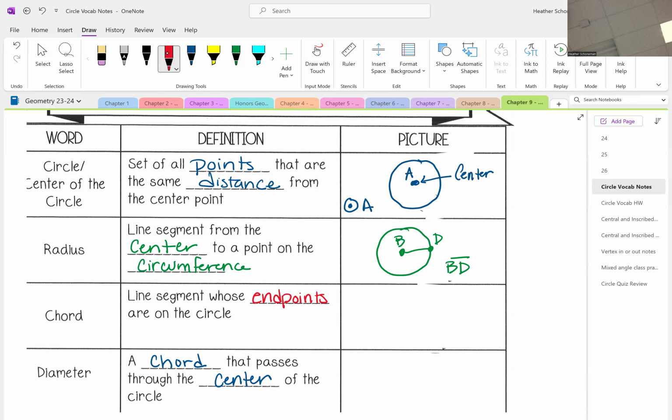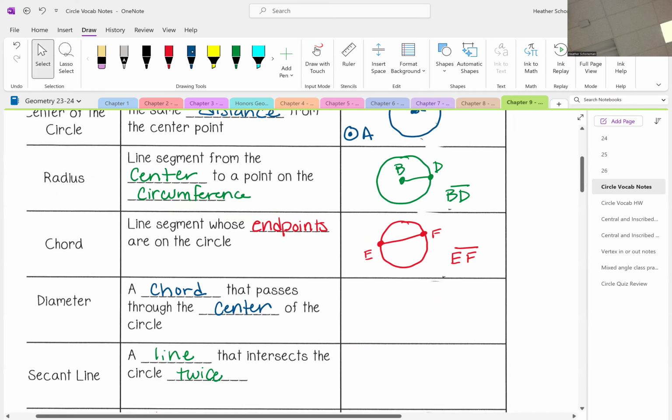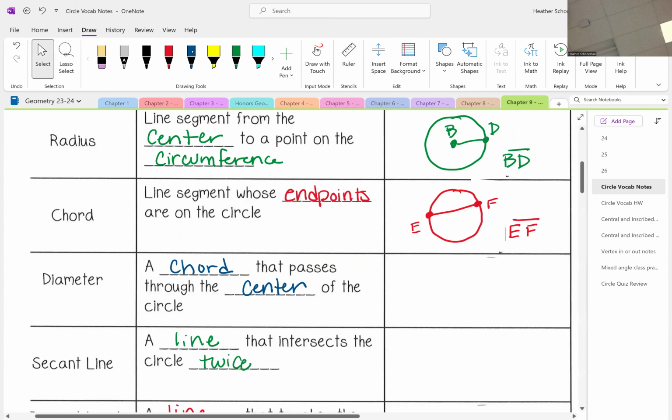Okay, a chord. A chord is a line segment whose endpoints are on the circle. So if I make a circle with the endpoints, then segment EF is going to be a chord. Now, chords come in all different sizes. You can have really small, really big, just depending on where they are in the circle. But you have to start and stop on the circle with the chord. It's completely contained inside.